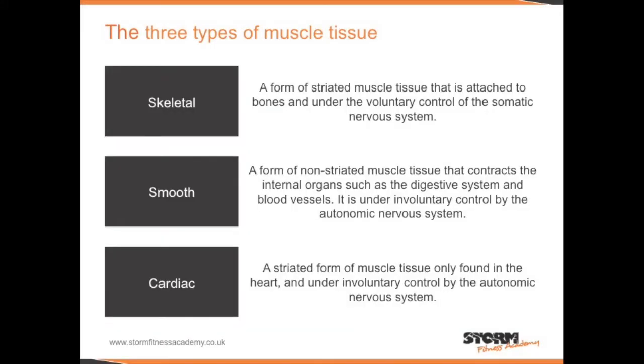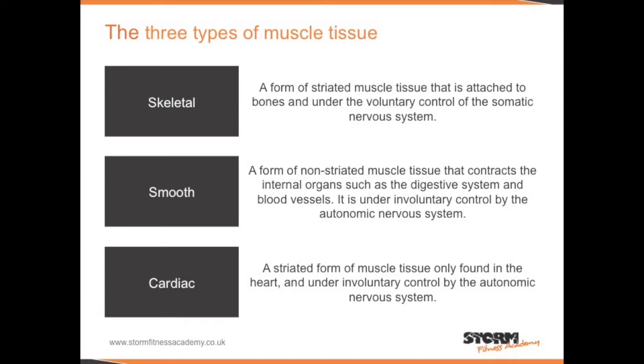There are 3 types of muscle tissue: skeletal, smooth, and cardiac. Skeletal muscle is a form of striated muscle tissue. It's attached to bone and under the voluntary control of the somatic nervous system.